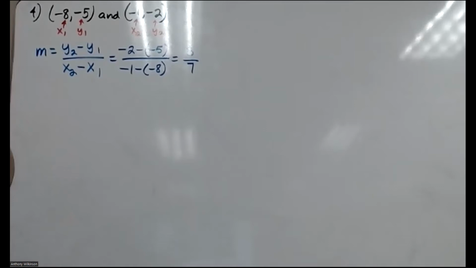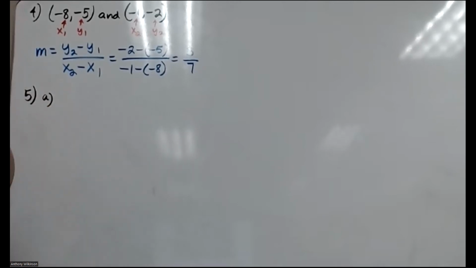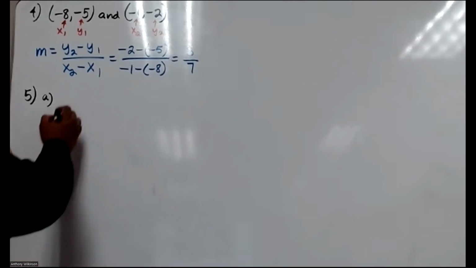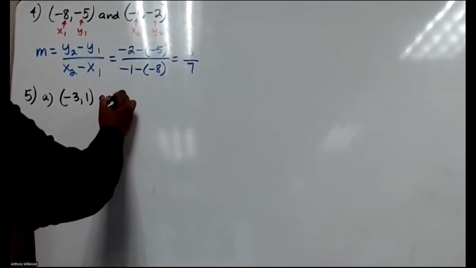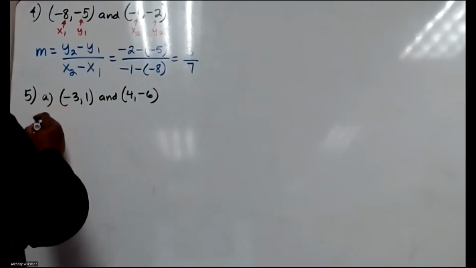Okay. Now take a look at number 5. For each of the following, we're going to write the equation of the line determined by the given pairs of points in slope-intercept form or in the form x equals a or y is equal to b. So here's part A: (negative 3, 1) and (4, negative 6). Here we want to find the slope of that line going through those two points and then write the equation. That's the first thing we have to do, find out what the slope is using that slope formula.